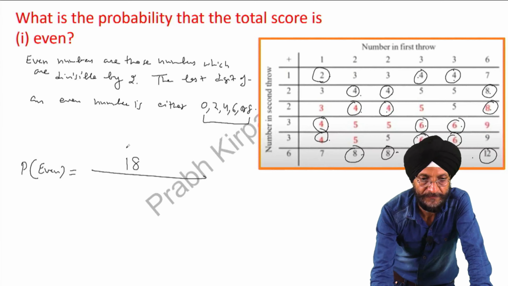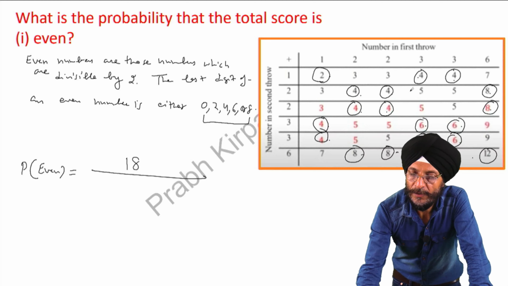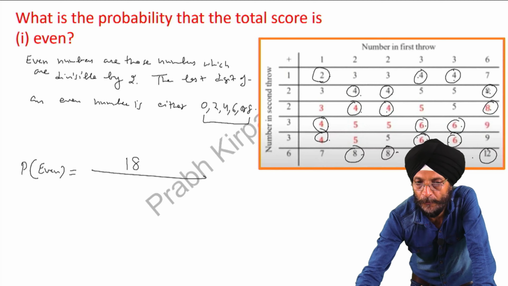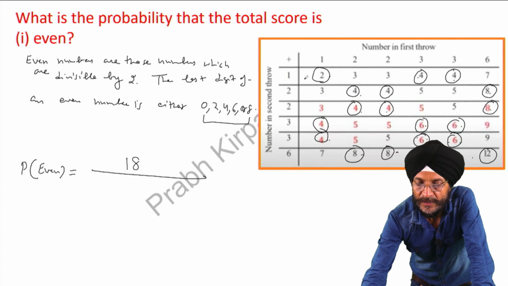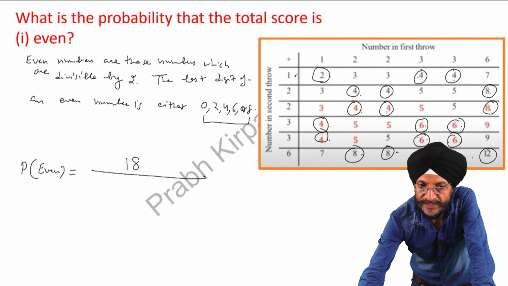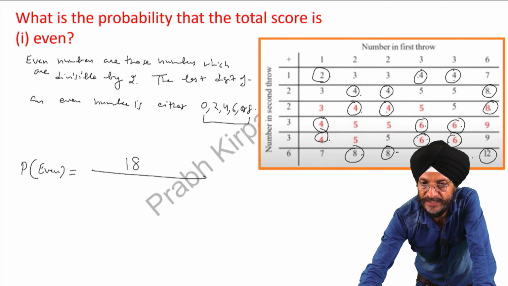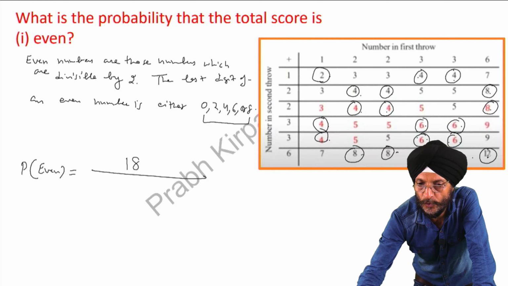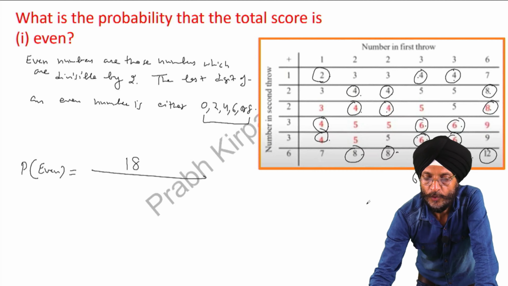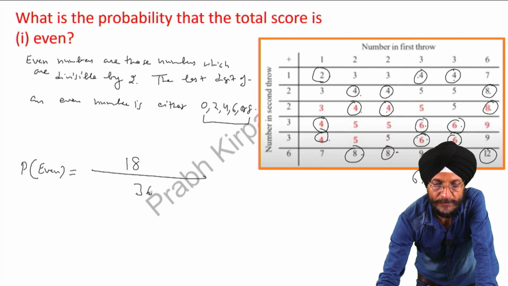And this is to be divided by the total number of possible outcomes. Total number of possible outcomes are here, these are 6 and it has been multiplied 6 times. So 6 into 6, 36. You can also count the same. These are 6 and there are 6 rows. 6 into 6. These are the total number of possible outcomes.